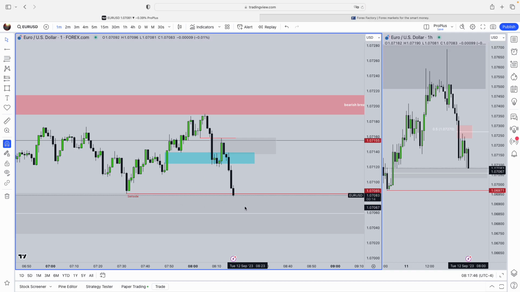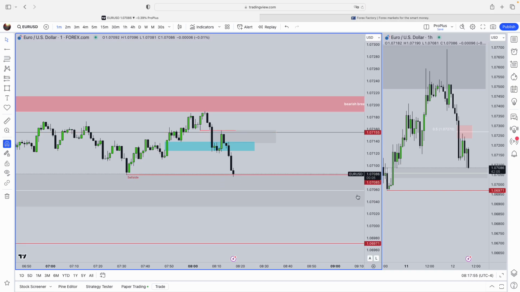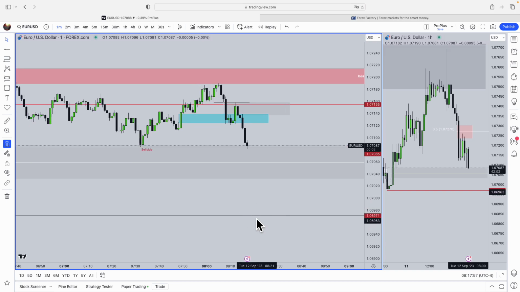Okay, that sell side's been taken. It's dipped into the inefficiency now. So I want to see what price wants to do. If it wants to respect that, or does it want to go to the consequent encroachment and keep heading lower to this sell side.